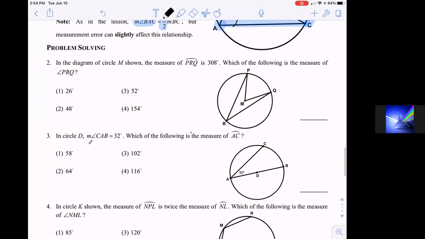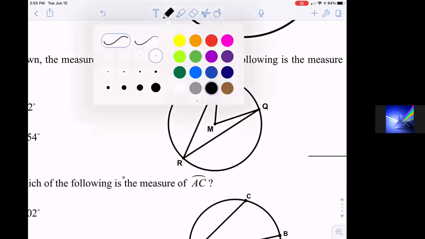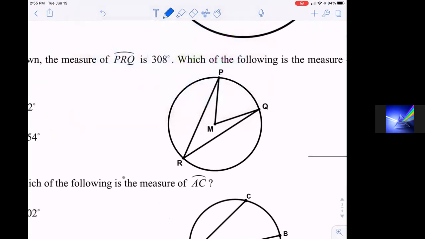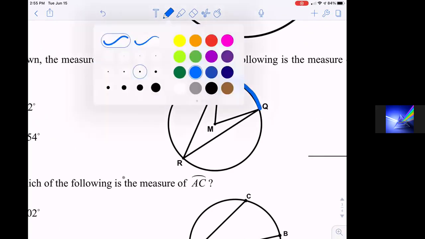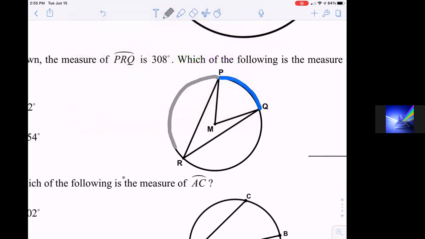Question 2. In the diagram of circle M shown, the measure of arc PRQ is 308 degrees. Which of the following is the measure of angle PRQ? If you look at the two arcs here, PQ is the blue one, PRQ is the gray one that goes all the way around, and that's 308 degrees as measured by the central angle. Remember, the arc always matches the central angle, so that central angle is 308 degrees.